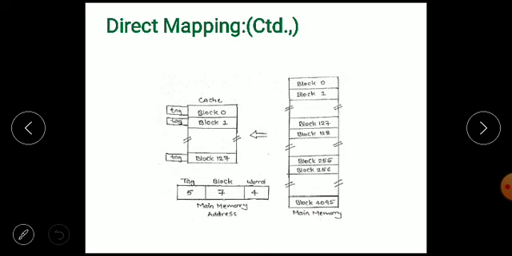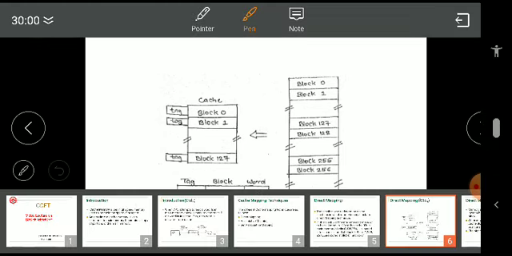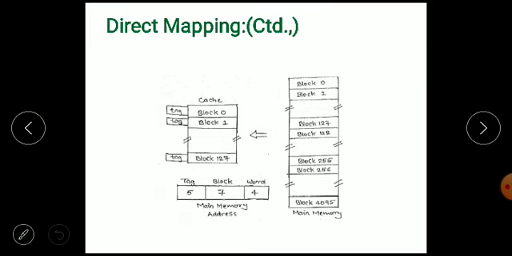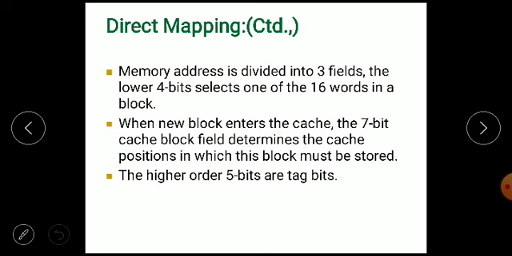And then the main memory address will have 16 bits, divided into three fields, that is tag field, block field, and word field, right? The word field is 4 bits, the block field is 7 bits, and the tag field is 5 bits, right? So now we can see what the purpose of these fields in the main memory address is. As I told, the main memory address is divided into 3 fields.